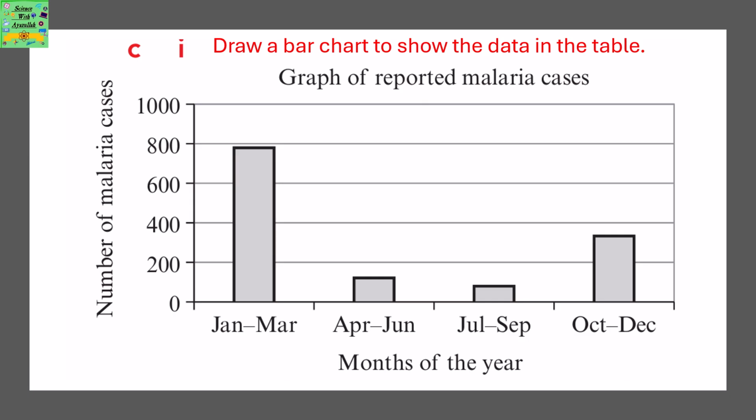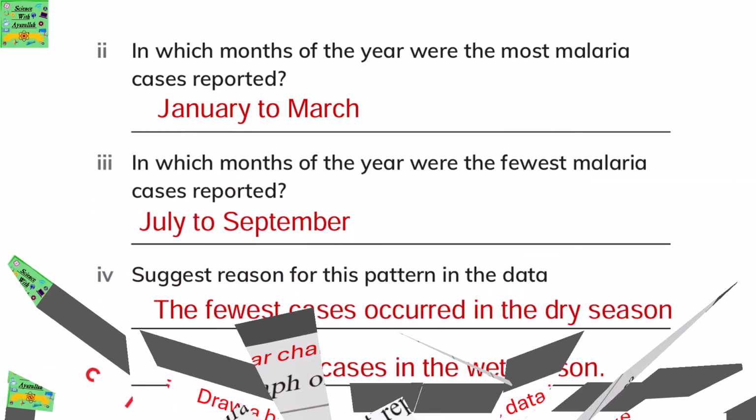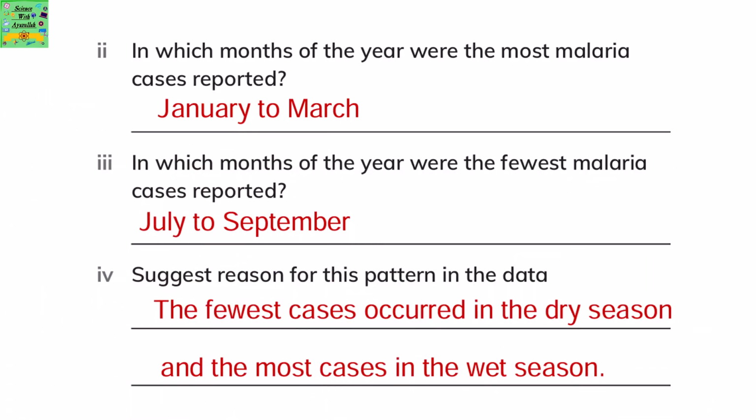Here's a bar chart to show the data in the given table. The graph shows the number of malaria cases on the y-axis and the months of the year on the x-axis. In which months of the year was the most malaria cases reported? January to March. In which month of the year were the fewest malaria cases reported?